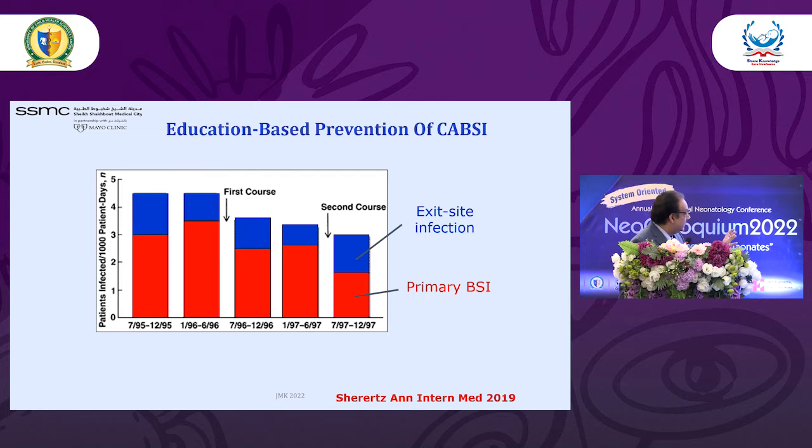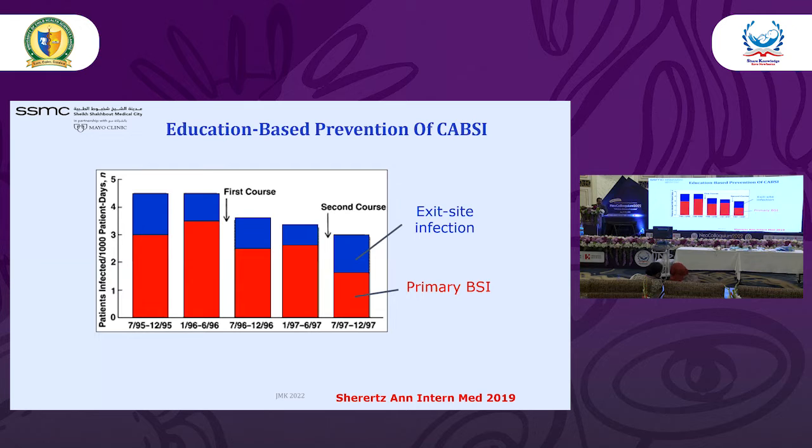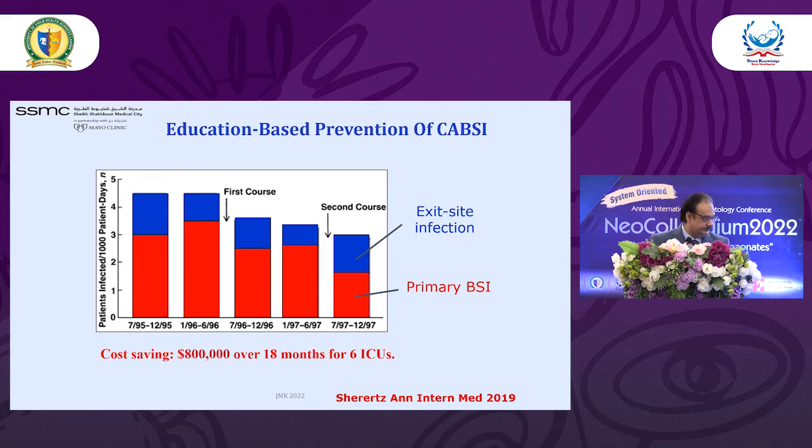So look at this education base. After the first course and the second course, the primary BSI almost reduced to half. So this is the reason that we have to continue these types of workshops as we are doing right now. And this is the very latest data from 2019.